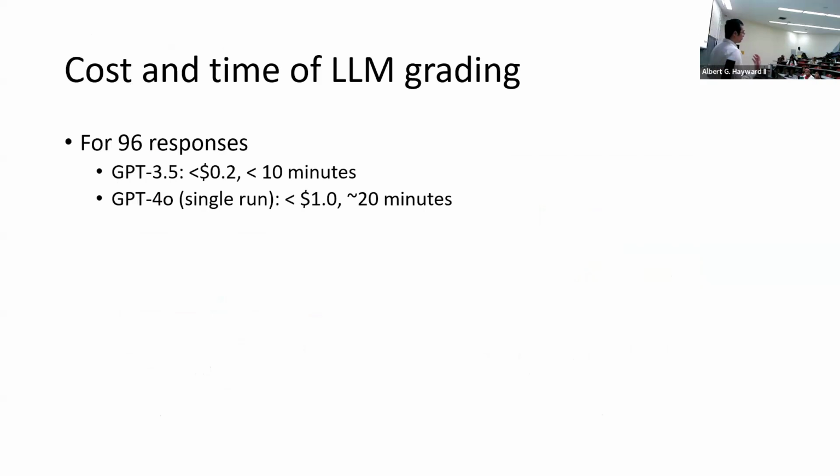The really mind-blowing thing is this. For 100 student answers, we have about 70, 80 student answers. It took GPT-4o $1 to grade it. $1 in about 20 minutes. Done, grading. Even if I ask it to do 5 times, it's not even $5, it's $4 something. Ridiculously cheap.